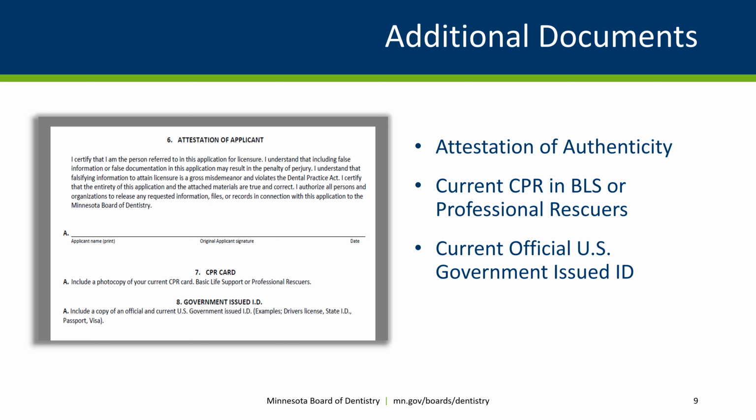Next is the last page of the application. Here you will be required to sign an attestation. This is a legal statement asserting that all questions are answered truthfully and all documents are authentic and not fraudulent. You are also required to submit a copy of a current CPR certification in basic life support or professional rescuers. Both must include the hands-on component. And finally, a copy of a current and official United States government issued photo ID, such as a driver's license, state ID, passport, or visa.